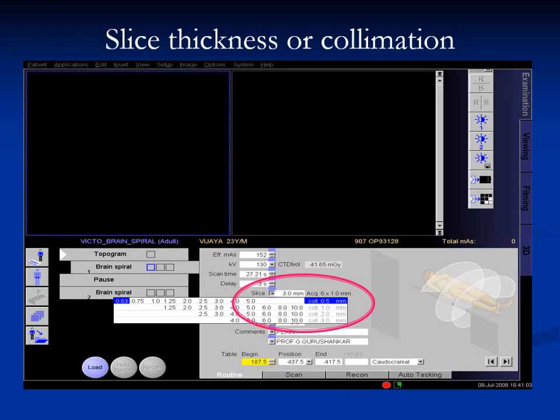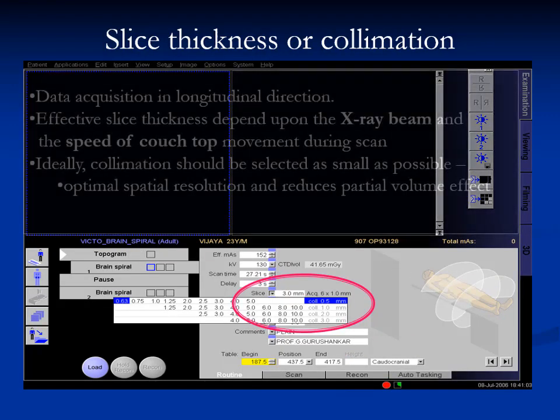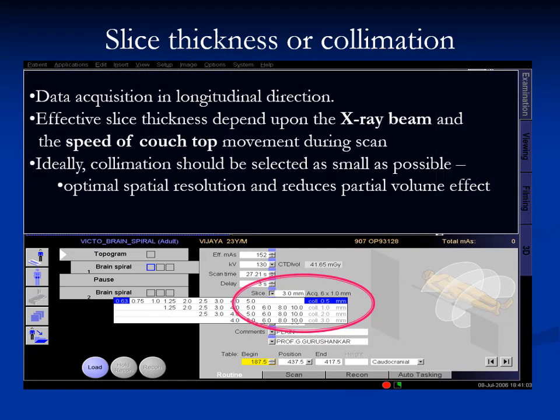Slice thickness or collimation: data acquisition in the longitudinal direction. Effective slice thickness depends upon the X-ray beam and the speed of couch top movement during the scan. Ideally, collimation should be selected as small as possible, for optimal spatial resolution and to reduce partial volume effect.